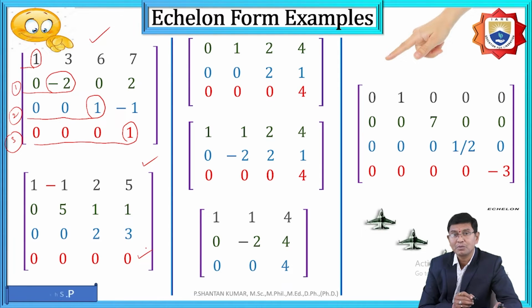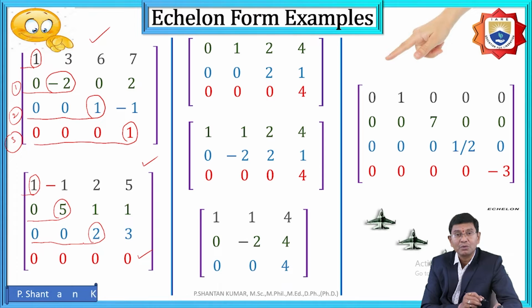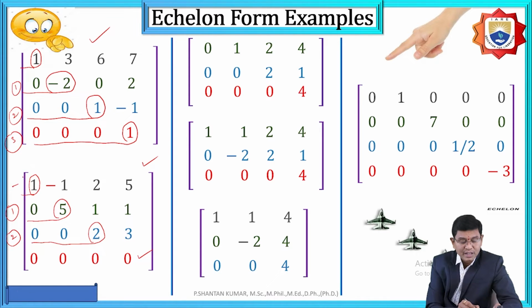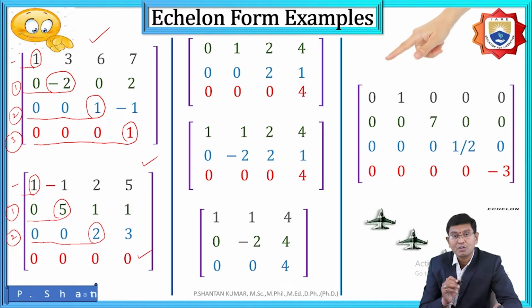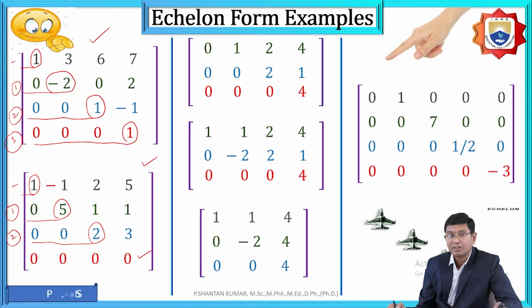But in the first example, the zero row is not available, therefore we are not concentrating on the zero row. In the second example, the zero row is available, and I kept it at the bottom. Here the first non-zero elements are 2, 5, and 1. Before the third row's first non-zero element, there are two zeros. Again in the second row, before the first non-zero element, there is a 1, and before that, there are no zeros. Therefore, from bottom to top it is in increasing, that is, from top to bottom decreasing order. Therefore, the second example is also an Echelon form of a matrix.